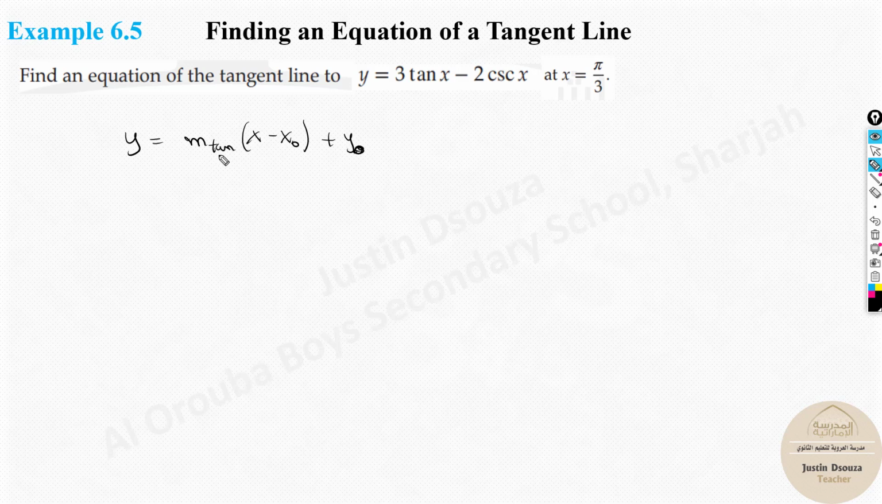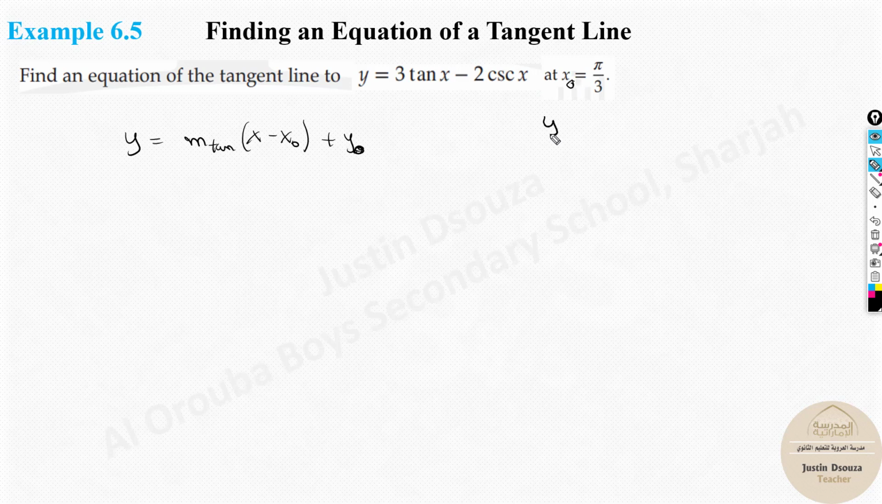Here the slope of the tangent is by the derivative of this equation and apply the x value over here. But this we have done it previously in previous videos, but I'll do the calculator method now to save time. And what about this x naught? Whatever is given is basically x naught here. How do you find y naught?